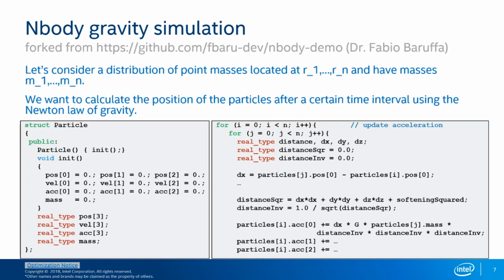If we look at the simulation itself, we have a data structure that represents particles, and we have a double nested loop that goes over all of the particles and calculates accelerations. So since it's a double nested loop, there are no neighbor list optimizations. It scales n squared.